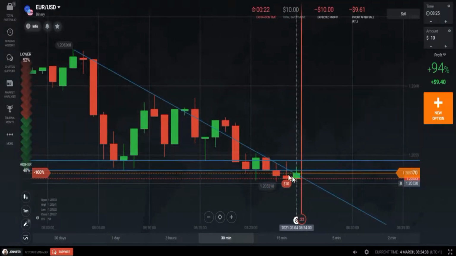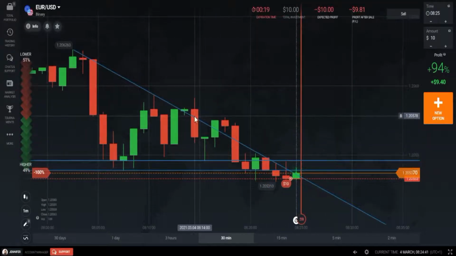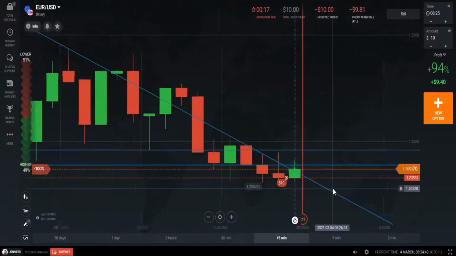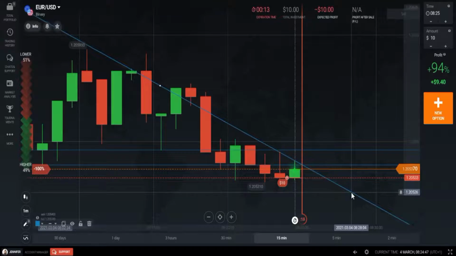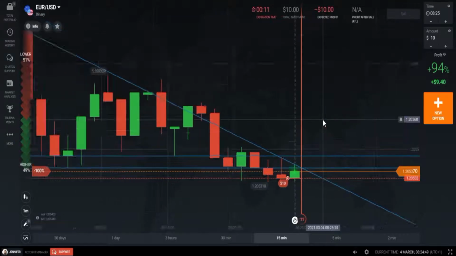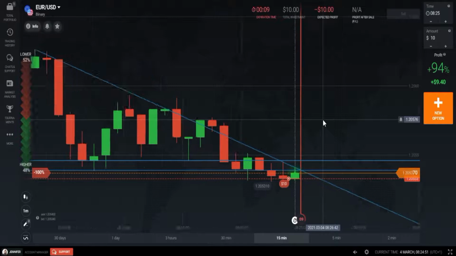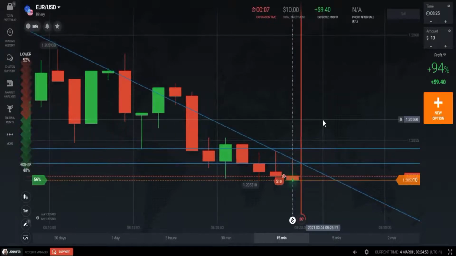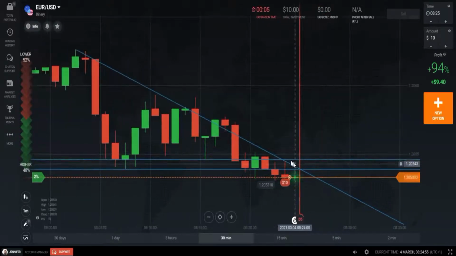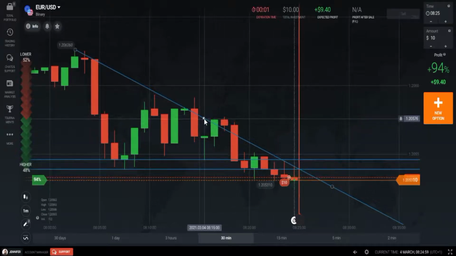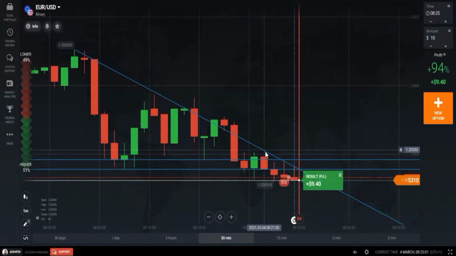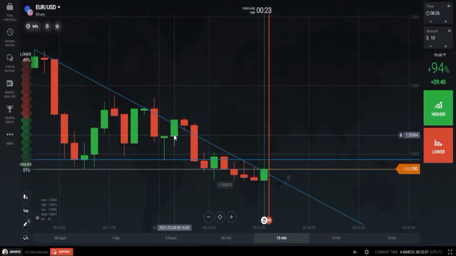Or maybe my trend line is wrong. No, I don't think so. Okay, maybe. No, it's correct. It's correct. My trend line was correct. No doubts. So my trade is a good one. So as you can see, guys, it's a winning shot.